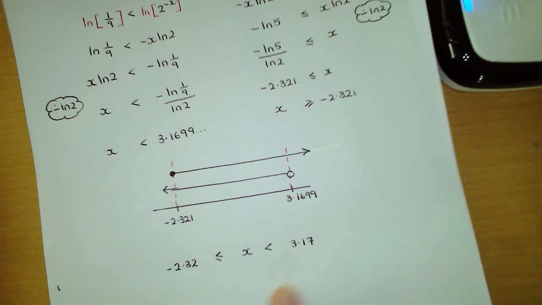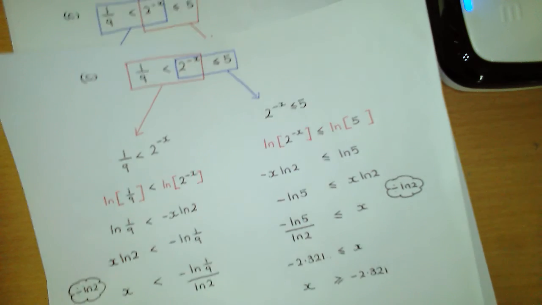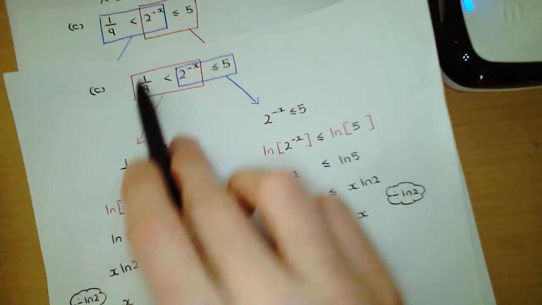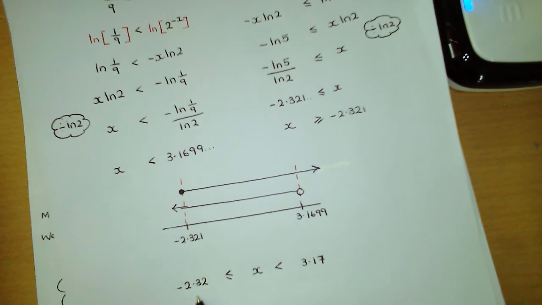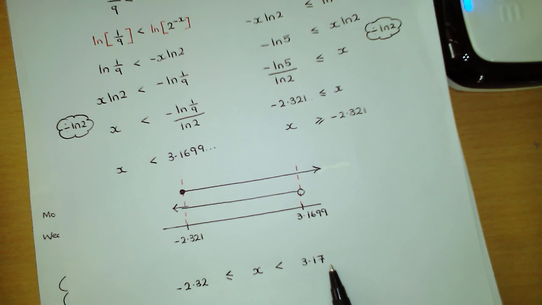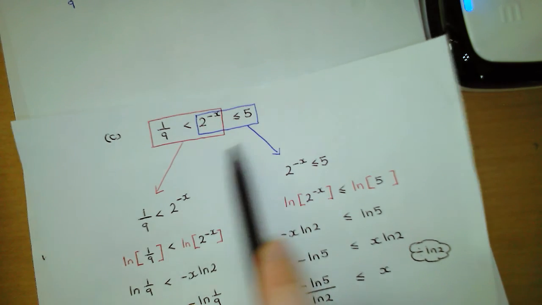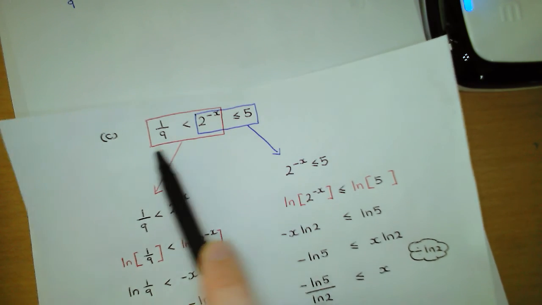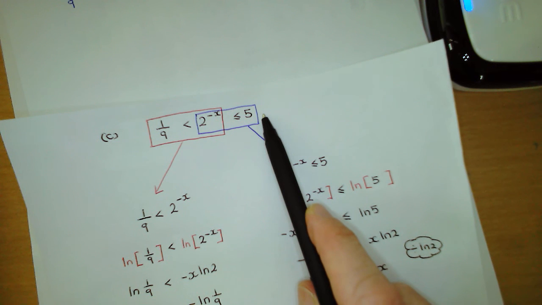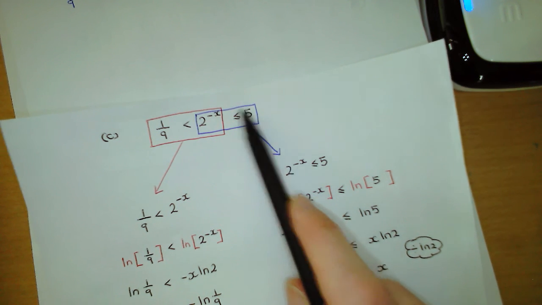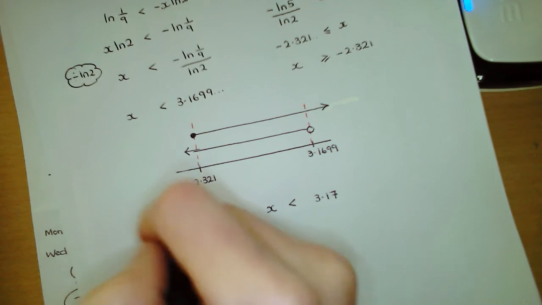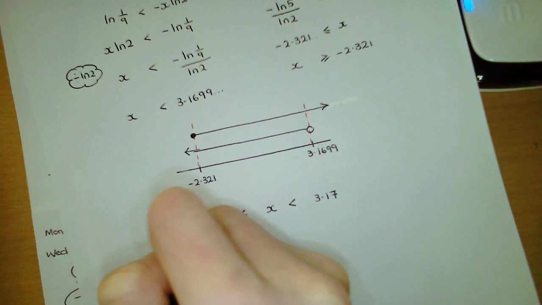That is the range of values of x which satisfy the original double inequality. In other words, if you put in any value of x between minus 2.32 and 3.17, but not including 3.17, then this inequality will hold. If you put any other value of x in, then this inequality will not hold. So that is our final answer.